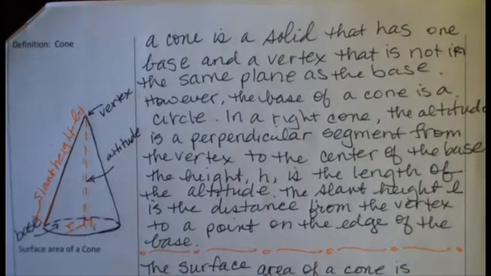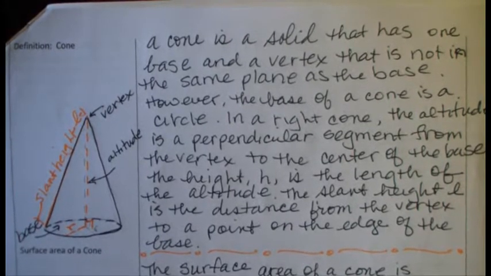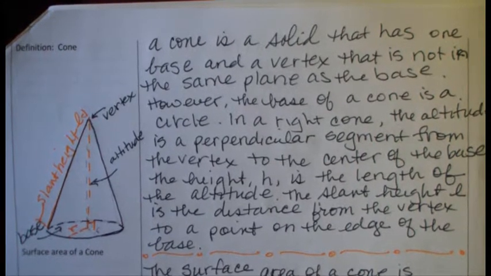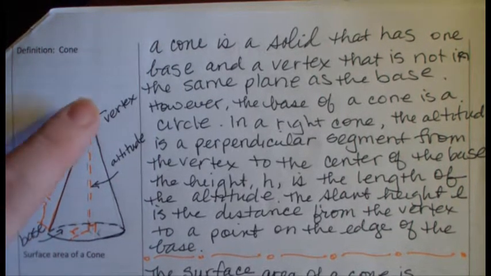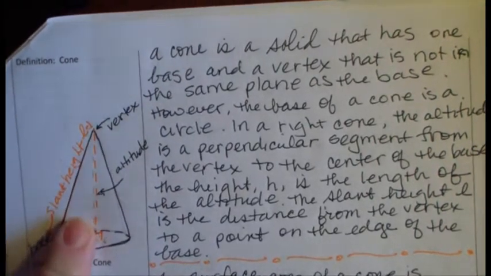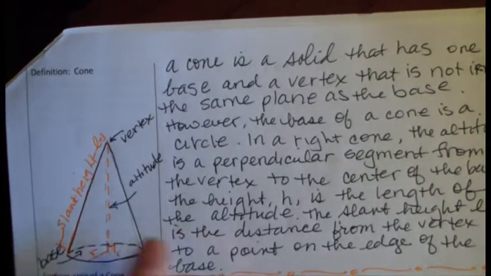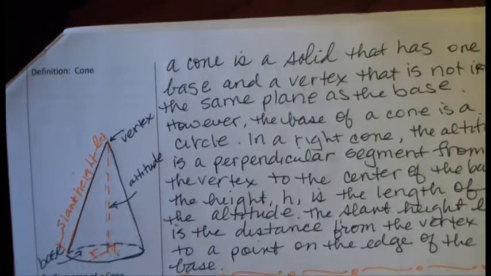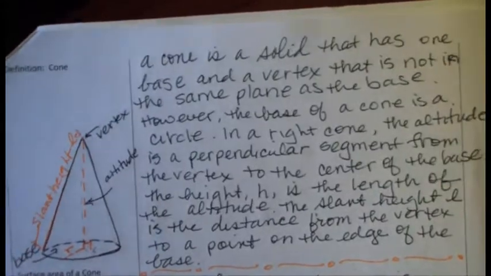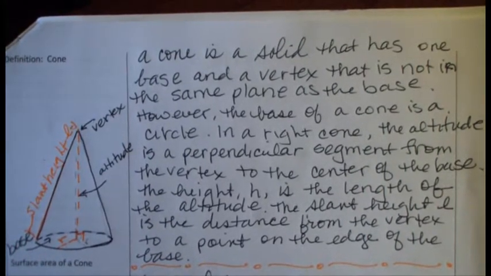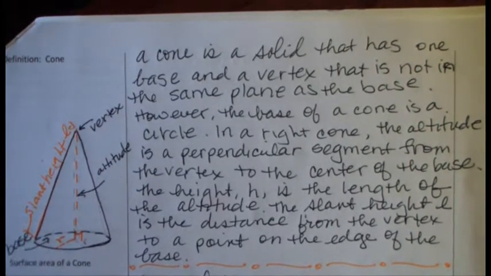Alright, definition of a cone. A cone is a solid that has one base and a vertex that is not in the same plane as the base. The base of a cone is a circle. In a right cone, the altitude is a perpendicular segment from the vertex to the center of the base. The height, h, is the length of the altitude. Again, we have a slant height with a cone, just like we did with our pyramids. The slant height, L, is the distance from the vertex to a point on the edge of the base.